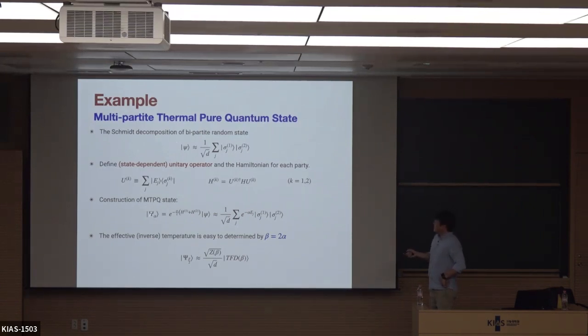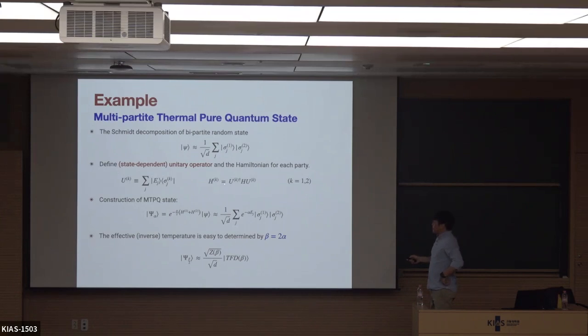Now the black hole bipartite case is straightforward. You have a random state and two parties, a bipartite case, and then you can do the Schmidt decomposition. This is standard. Now you have an original Hamiltonian. Let's say we consider an SYK Hamiltonian. Given the Hamiltonian, you can find the energy eigenstates and each energy. And then we can define the unitary operator, which maps from this Schmidt basis to the energy eigenstates.